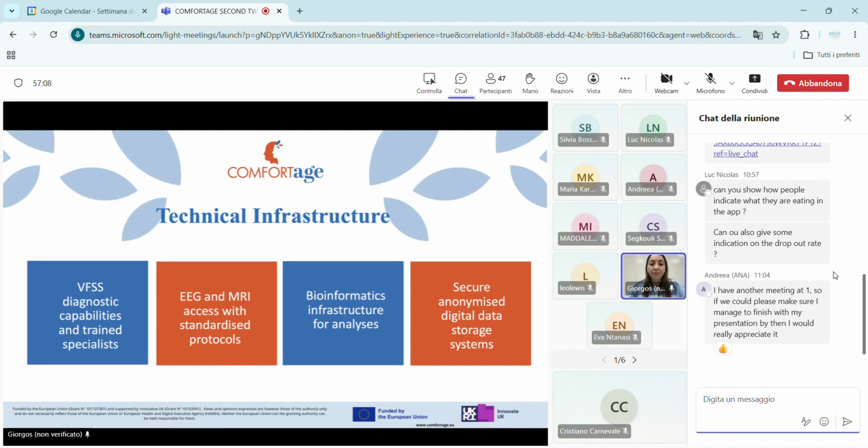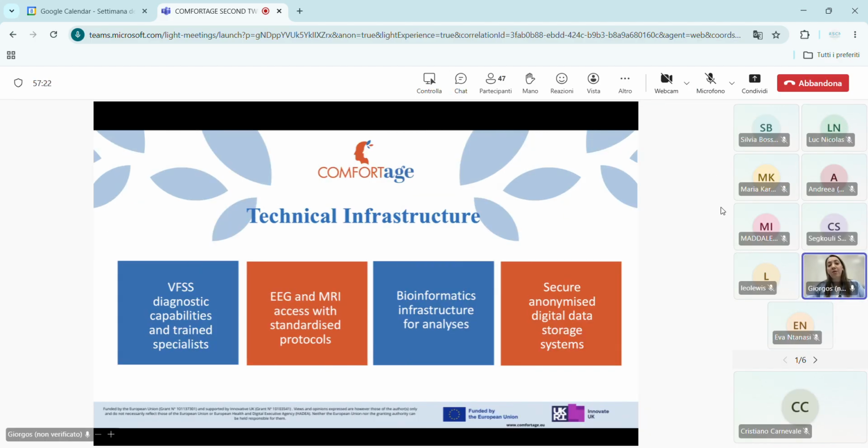Now, the technical infrastructure. First of all, in order to achieve what we are talking about, someone needs the VFSS diagnostic capabilities and trained specialists. We need the neurophysiologist to perform the EEG, and also MRI access with specific standardized protocols. Of course, we need the bioinformatics infrastructure to do the analysis, and also secure anonymized digital storage systems.